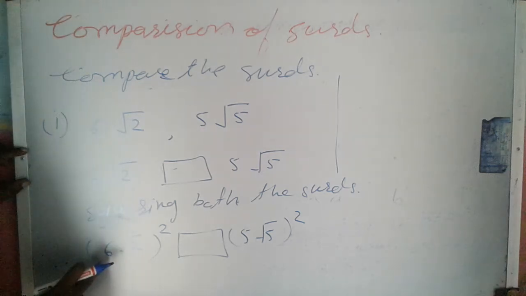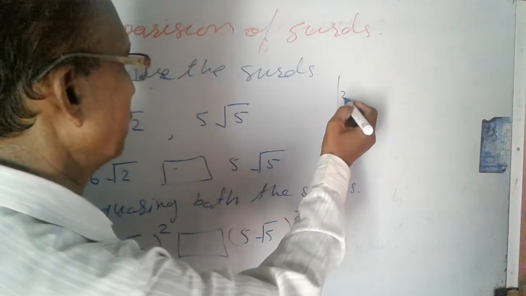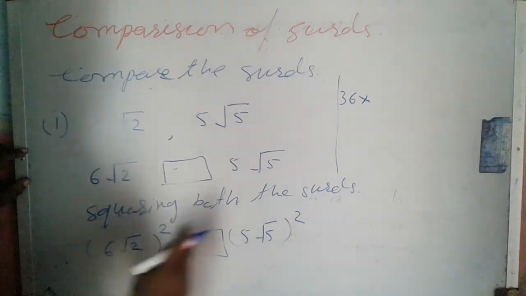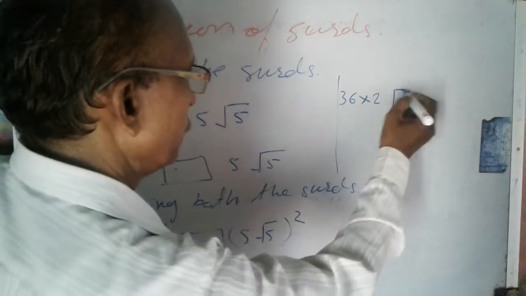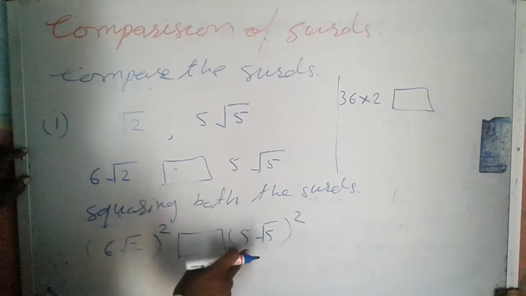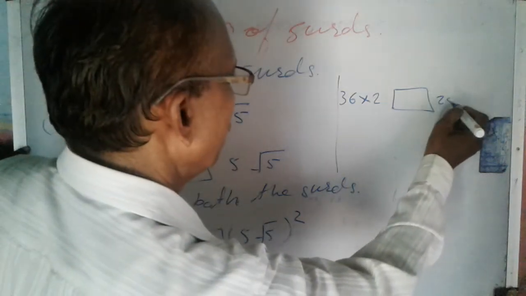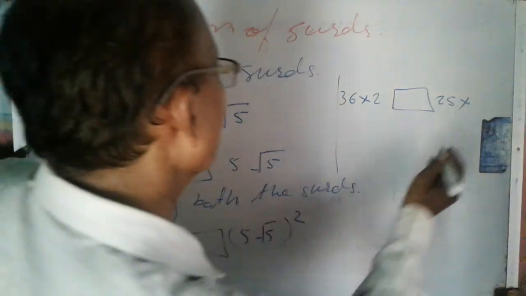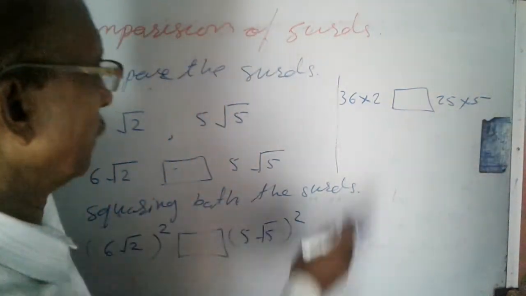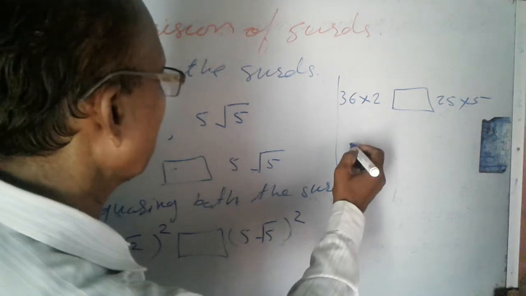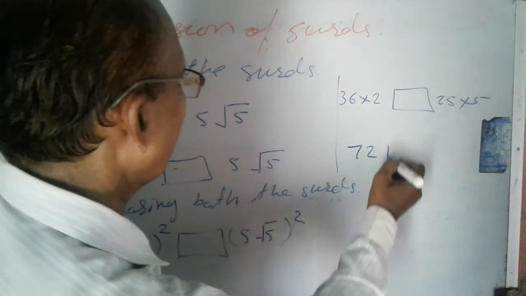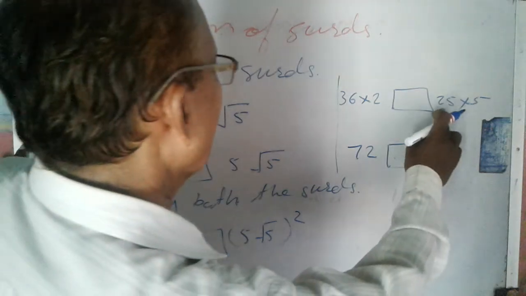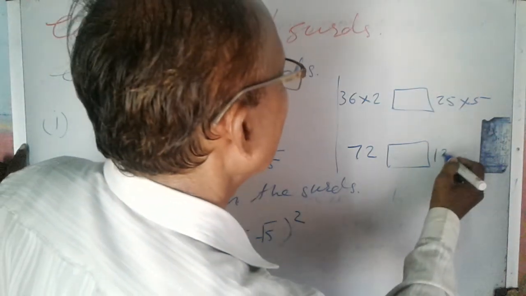Okay. Now square of 6 is 36 and square of root 2 is 2. Now square of 5 is 25 multiplied by square of root 5 is 5. Now 36 multiplied by 2 we get 72. And 25 multiplied by 5 we get 125.